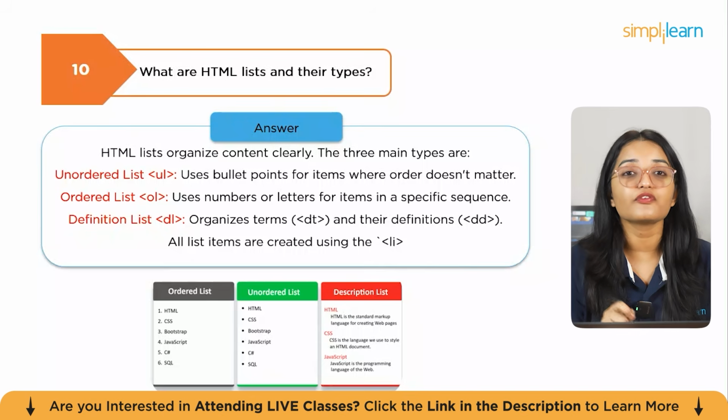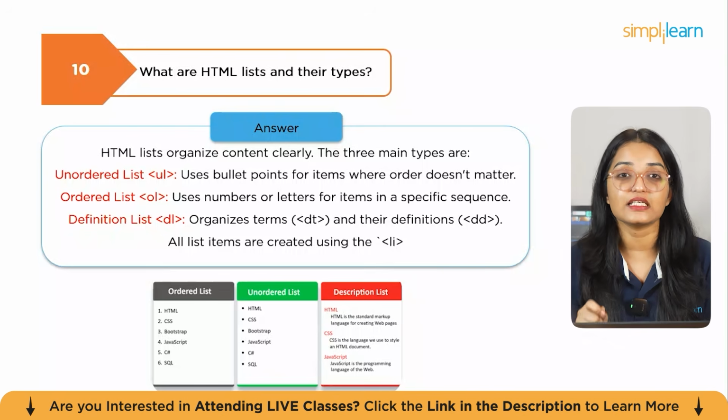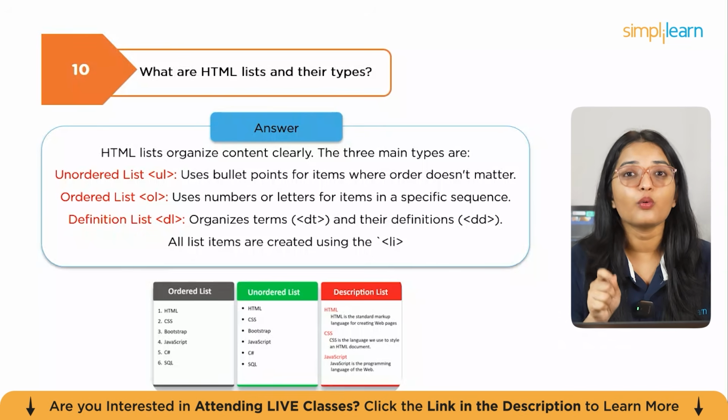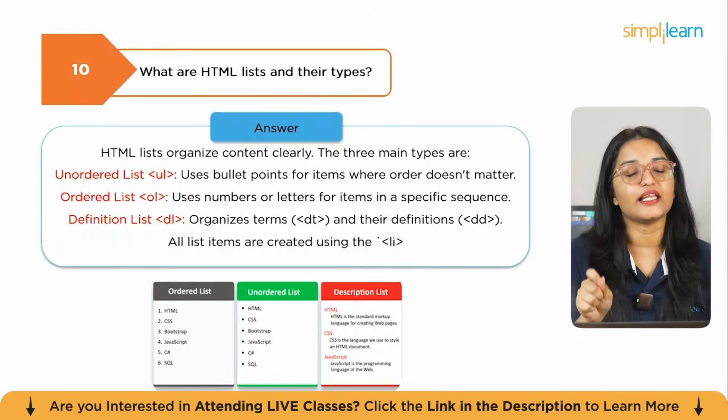This list is used for a set of terms and their corresponding definitions. It consists of a list of terms, which is DT, and their definitions, DD. All list items are created using the li tag within the UL or OL elements.